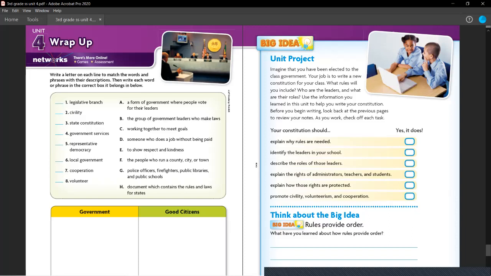You're going to explain how those rights are protected. So how do we make sure that those people get those rights? And then the last thing you're going to do is promote civility, volunteerism, and cooperation. So what are you doing? You're going to write how you're going to encourage people to be civil, how you encourage them to volunteer, and how you encourage them to cooperate with one another.